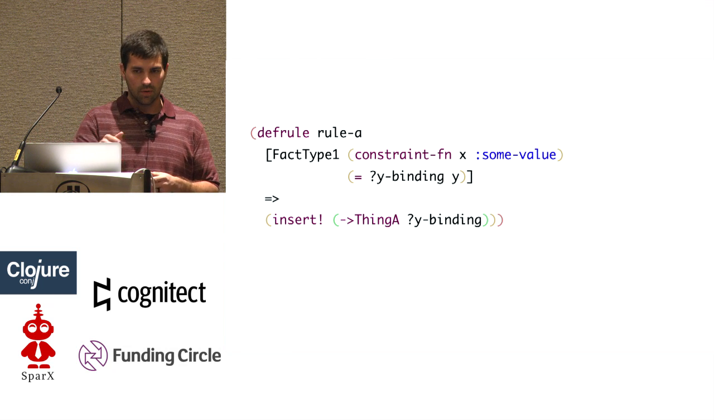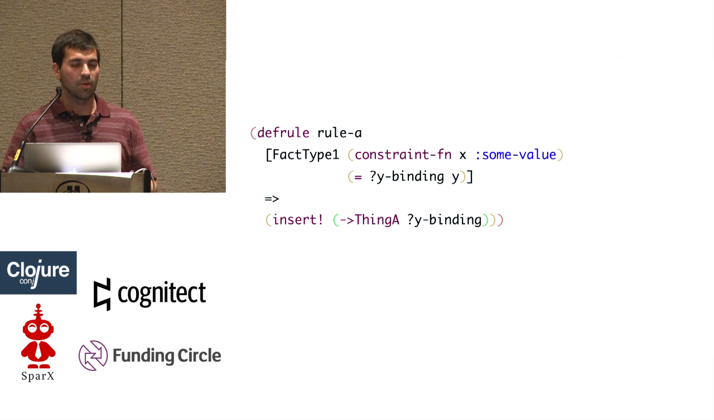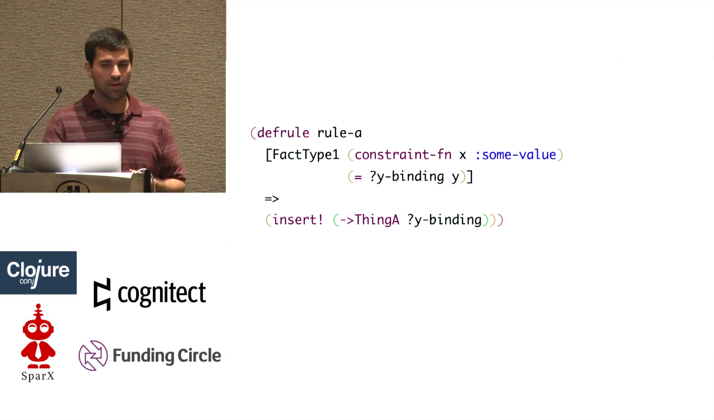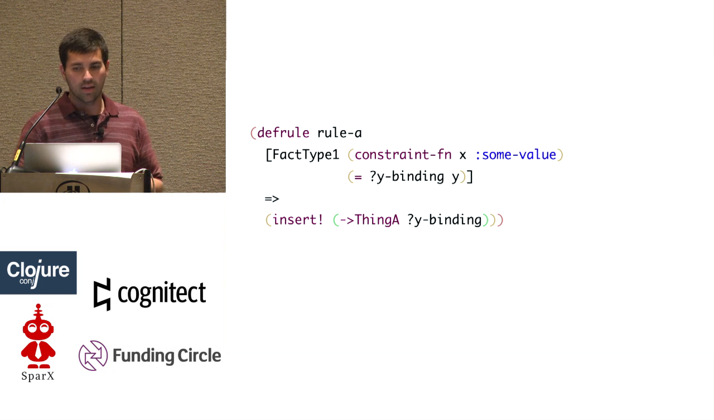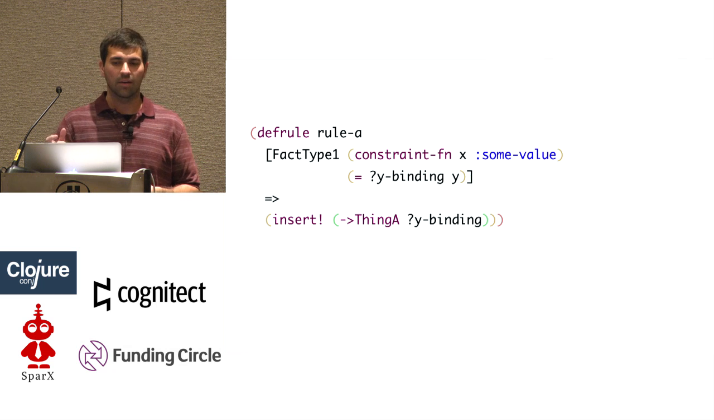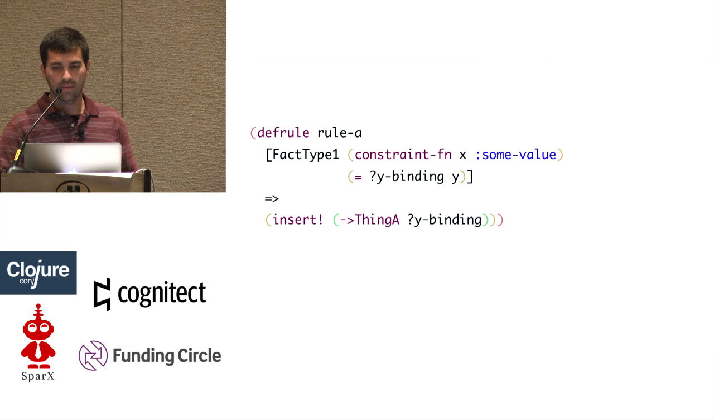And when this rule fires, so the right-hand side, you see insert, that's a function call, and in Clara, that mutates the state of working memory, so it's inserting a new fact into working memory. And you see that I'm just making an object called thing A, but it's using that y binding value as we derive the new information.